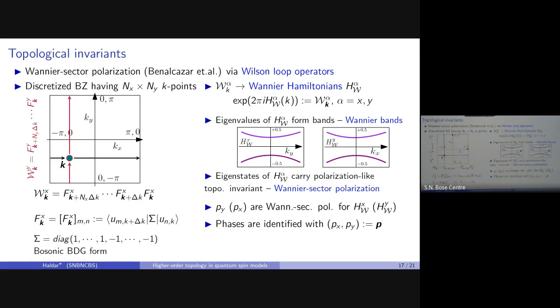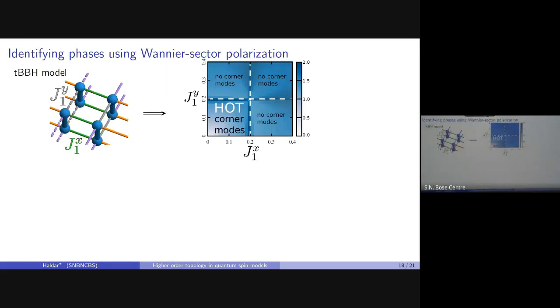So you can define all the phases that you saw earlier in the earlier slide using these two, Px, Py, which I collectively will denote as the voltage. And what you can show is that the value of Px, Py will only change across the hierarchy of topological phase transition. Now, the important thing here is that when this hierarchy of topological phase transition occurs, the bulk band gap necessarily need not close.